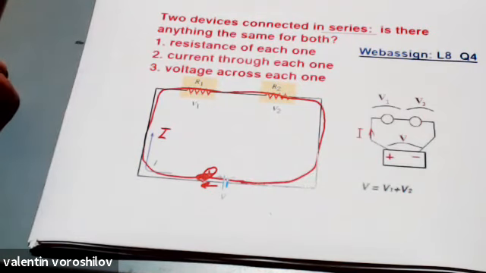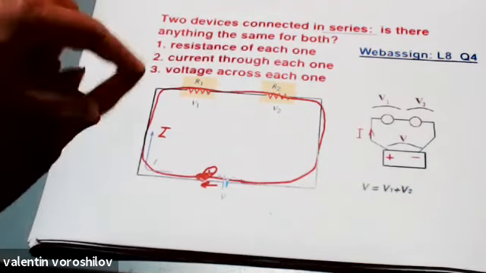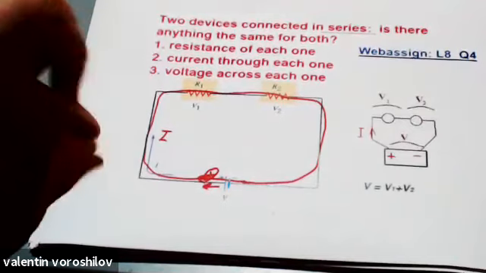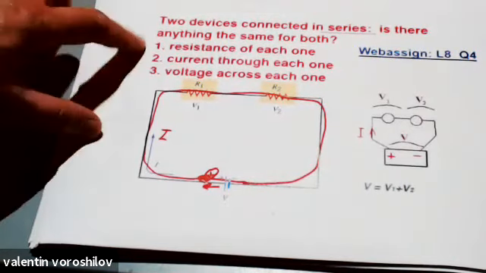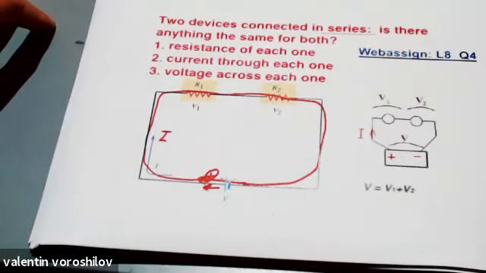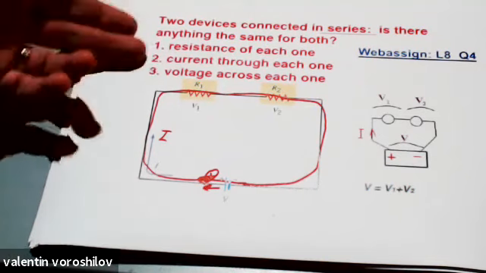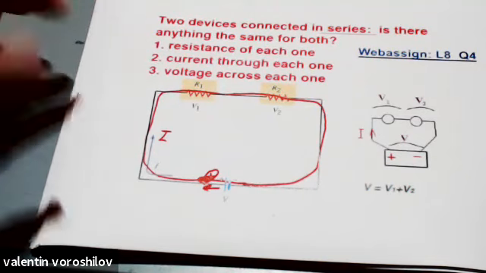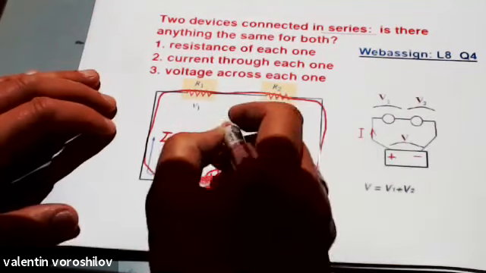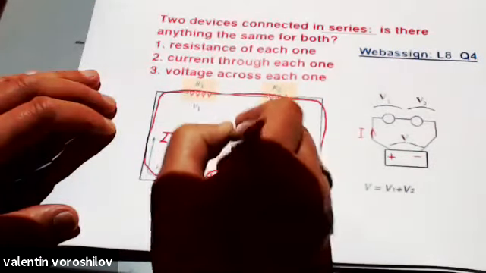Well, I'm just stalling. I'm giving you a chance to answer this question by choosing one of these answers. What do you think is the same? Resistance, current, voltage? Why do I care only about these variables? Because Ohm's law relates only these variables.